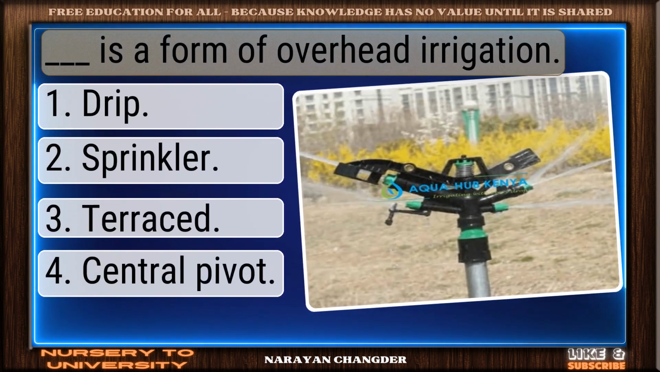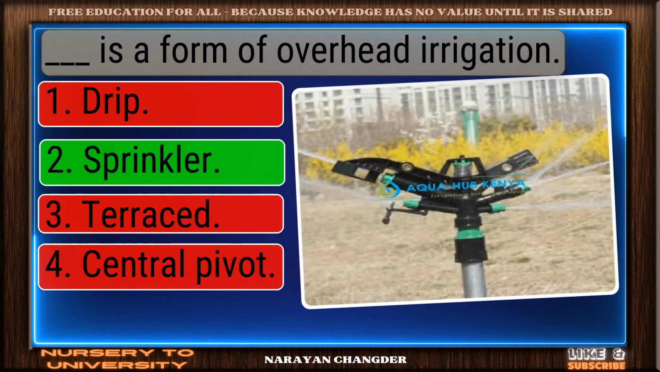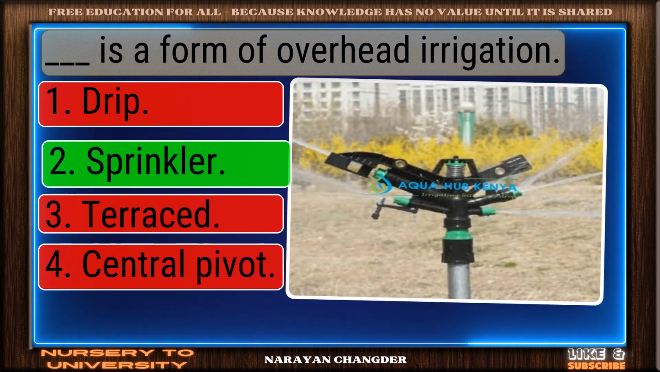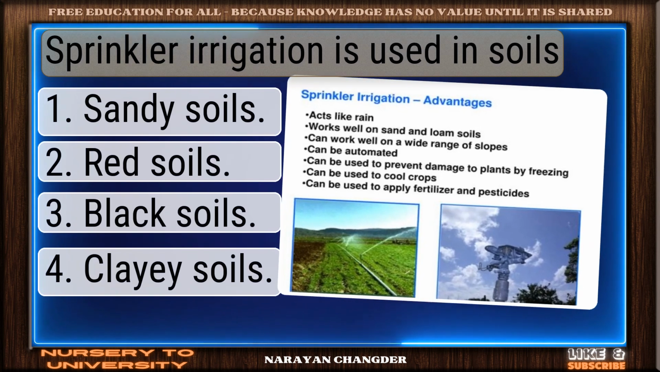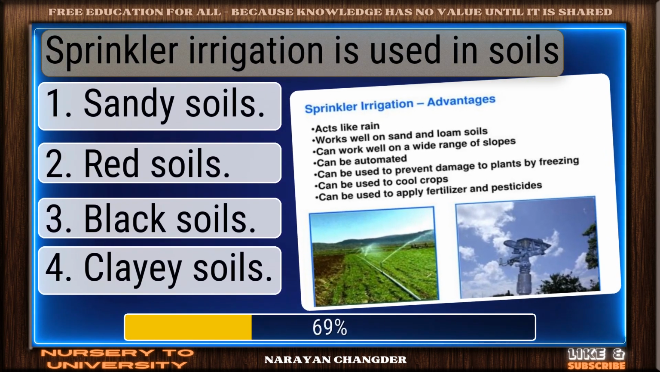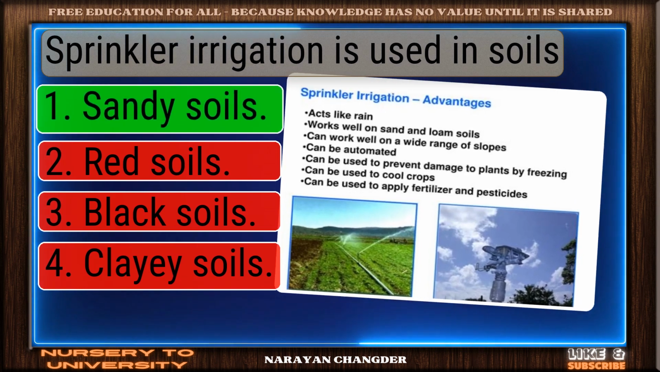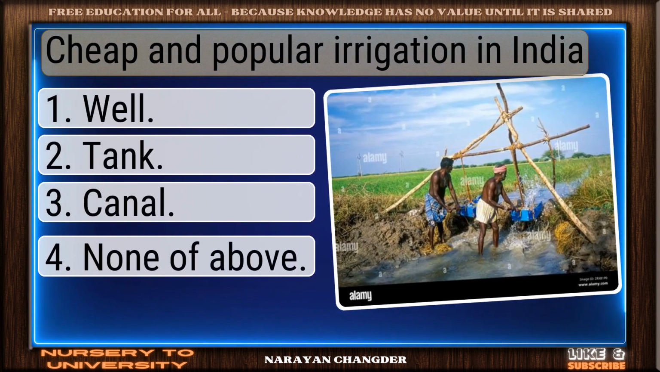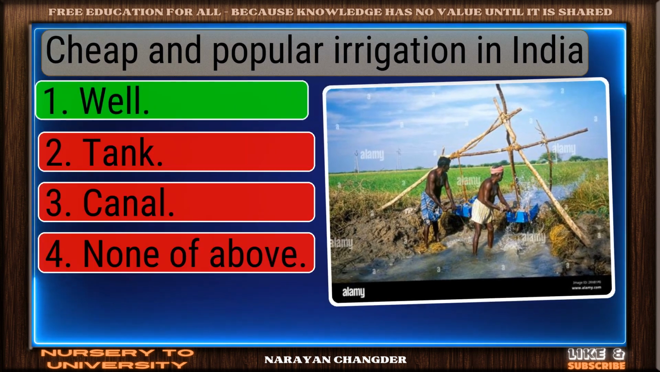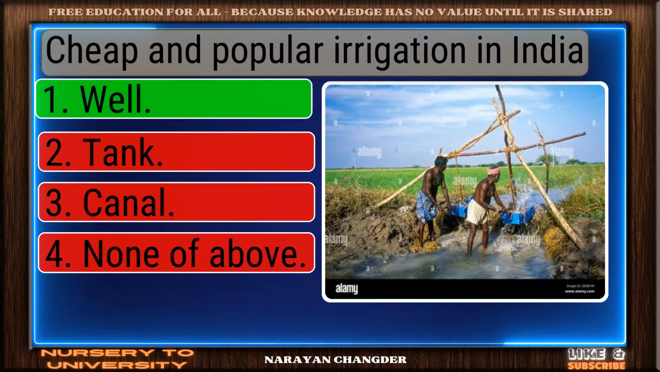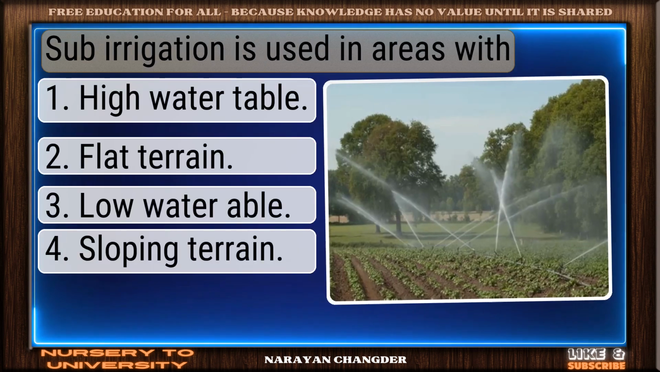Dash is a form of overhead irrigation. You're right. Sprinkler is the correct answer. Sprinkler irrigation is used in soils. Smart pick. Sandy soils is the correct choice. Cheap and popular irrigation in India? Clear logic. Your choice well is sound and 100% true.